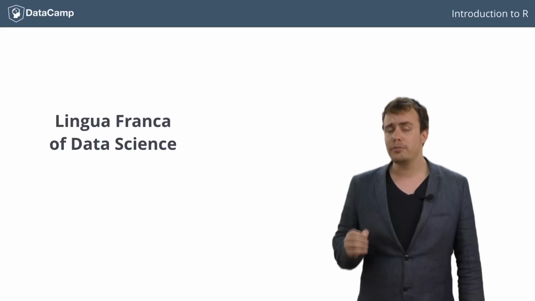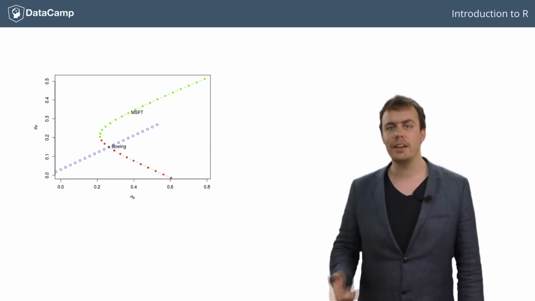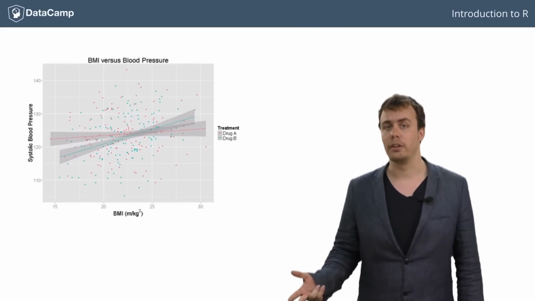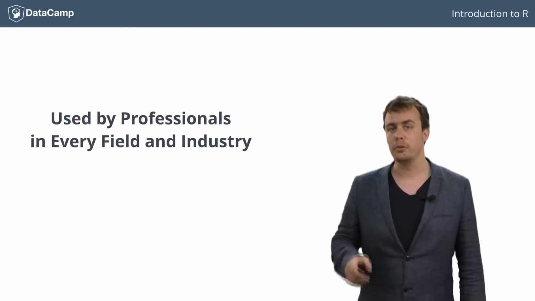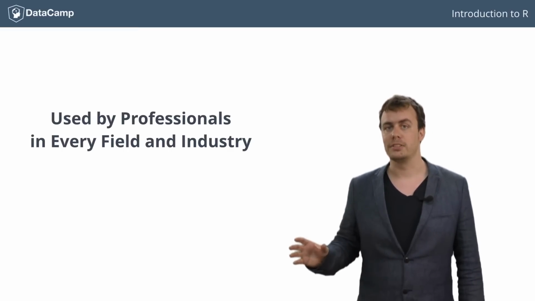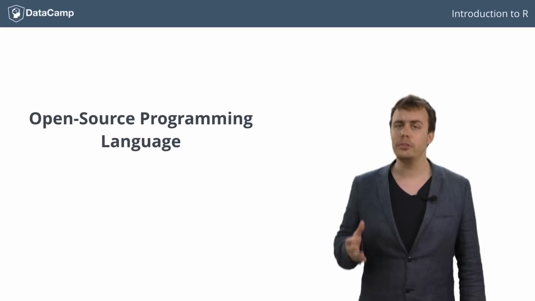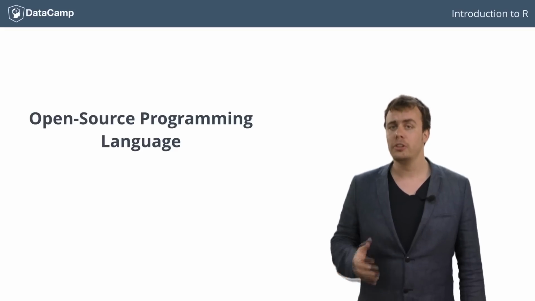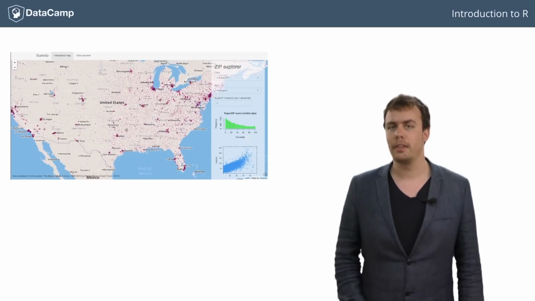R is the lingua franca of data science, used by millions of data experts around the globe to map marketing trends, model financial data, model pharmaceutical data, and so on. It is literally used by professionals in every industry for both small and big data applications. And the best thing is, R is free. R is an open source statistical programming language supported by a great community that develops new tools every day.